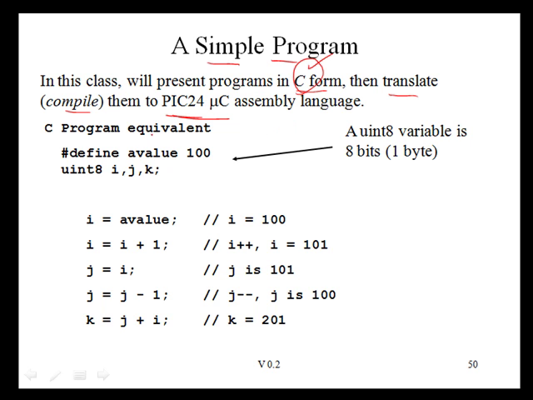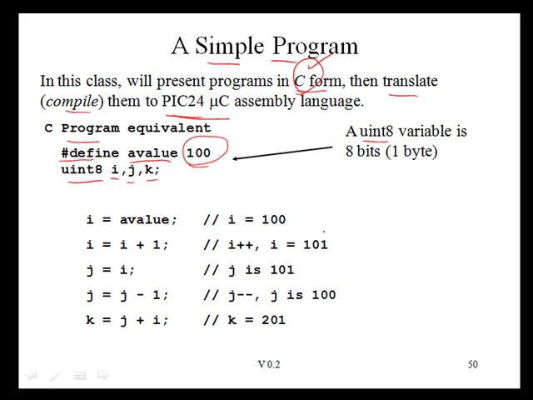So let's get started. This is a very simple C program. We're first going to do a #define construct that is going to simply define a constant called AVALUE, and we'll arbitrarily give it a value of 100. We're going to use three 8-bit variables, I, J, and K. This is going to be the type declaration that we're going to use for an 8-bit variable in the C language. This program is meaningless.